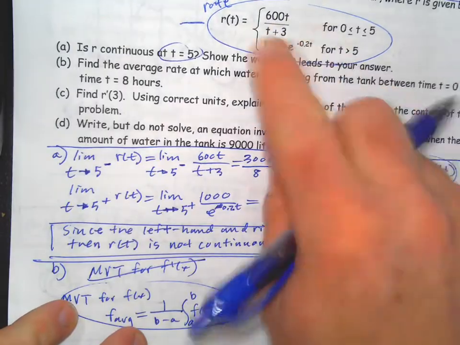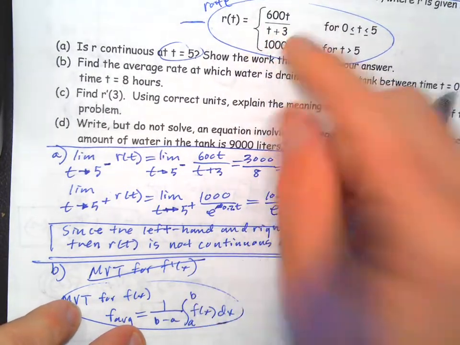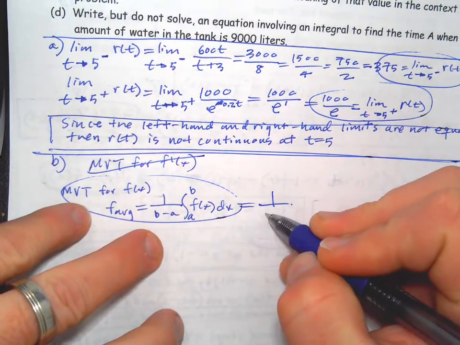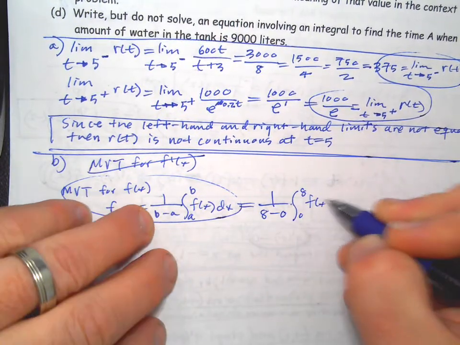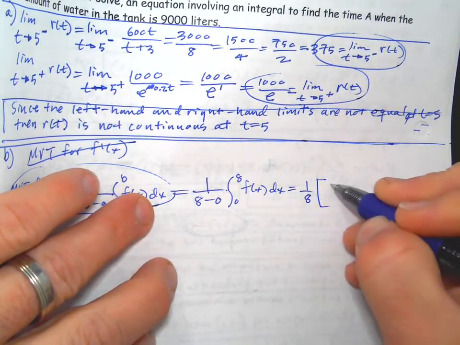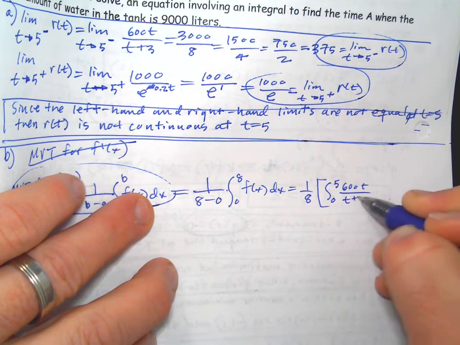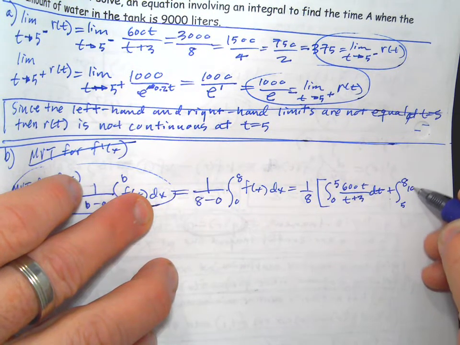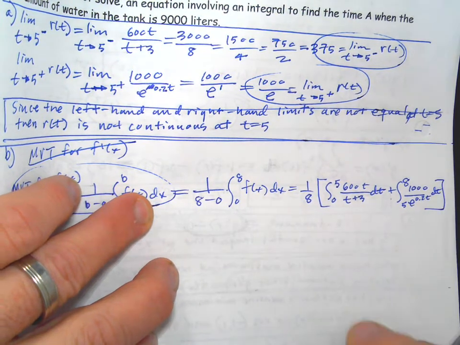Now, since this function is a piecewise function, we can use this idea, but we're going to have to break it up and integrate this part and this part separately, which is going to really find the area under the graph. So I could say, well, it's 1 over, I'm trying to go from 0 to 8, so 8 minus 0. And we could write it like this. The issue is that we have to calculate each of those chunks separately. We have to do 0 to 5 of 600t over t plus 3, and then 5 to 8 of the other one, 1000 over e to the 0.2t dt.